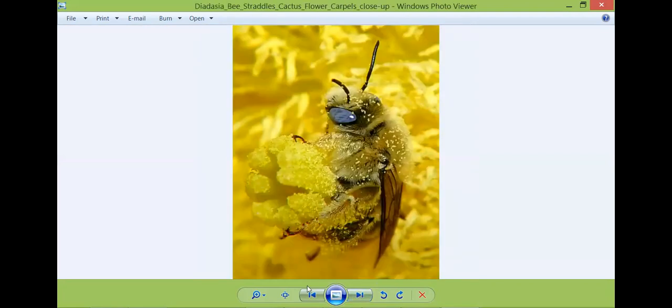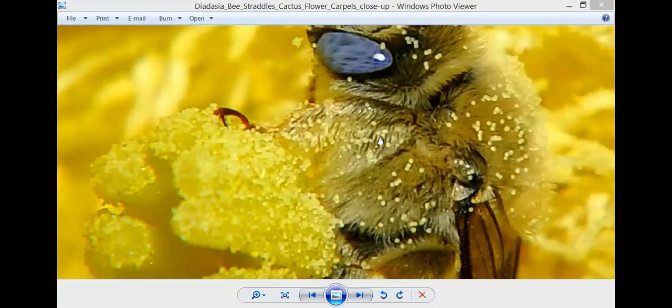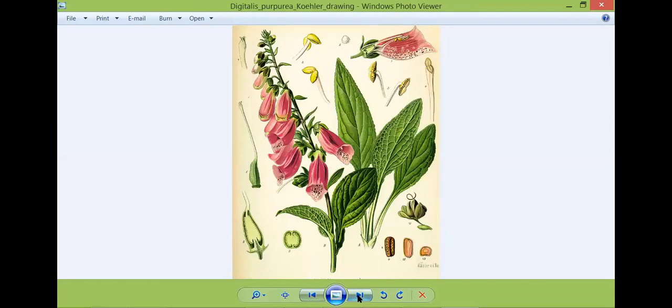See how the pollens are attached to the body of the bees. देख रहे हो? You see all these pollens attached here and there. Okay? Chalo, and these are the pollens. So this is the mechanism. Actually, it is visible here. You see. So these are the different types of flowers. Okay, and these are all pollinated by your insects.